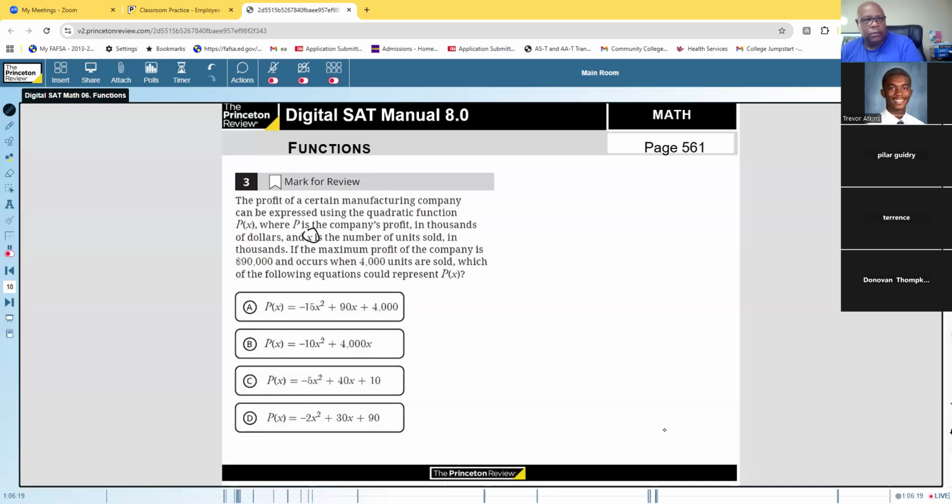Well, when X is equal to 4, let's see if we can find out here. When X is equal to 4, which is really 4,000, understood, Pilar? See, X is 4. That's how you make your number small, because it's set in thousands, right? So when X is 4, P of X is what? It's the key to the problem. P of X is 90,000.